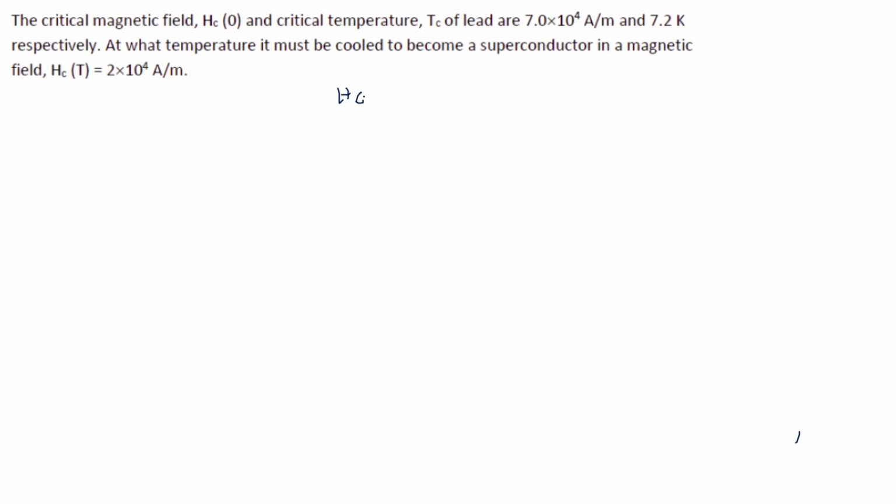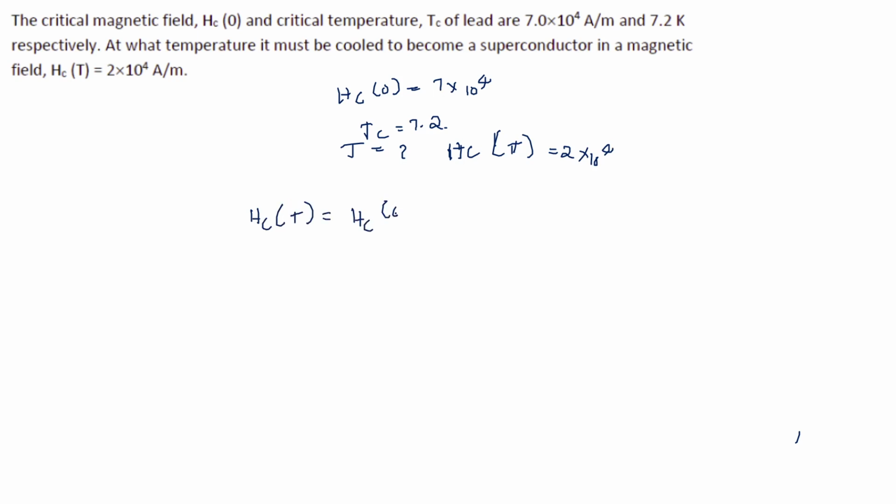So here HC0 value is given 7.7 into 10 to the power 4. And Tc is given 7.2. Now we have to calculate T. HC of T is given 2 into 10 to the power 4. So we know the formula already, HC of T equals HC of 0, this is very important one, you have to remember always, into 1 minus T divided by Tc whole square.